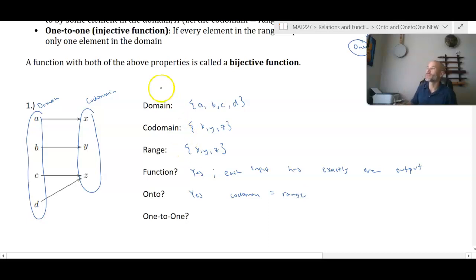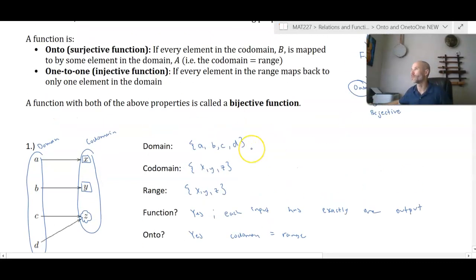1 to 1. Okay, so now 1 to 1 says if every element in the range has exactly one element in the domain. Okay, so now we have to look at each output and see how many inputs it maps back to. Well, X leads back to exactly one input, A. Y leads back to exactly one input, B. However, here's our problem. The output of Z actually has two arrows coming off of it. If you imagine this going the other way, Z leads back to C and Z leads back to D. So that violates the definition of what we're calling 1 to 1.